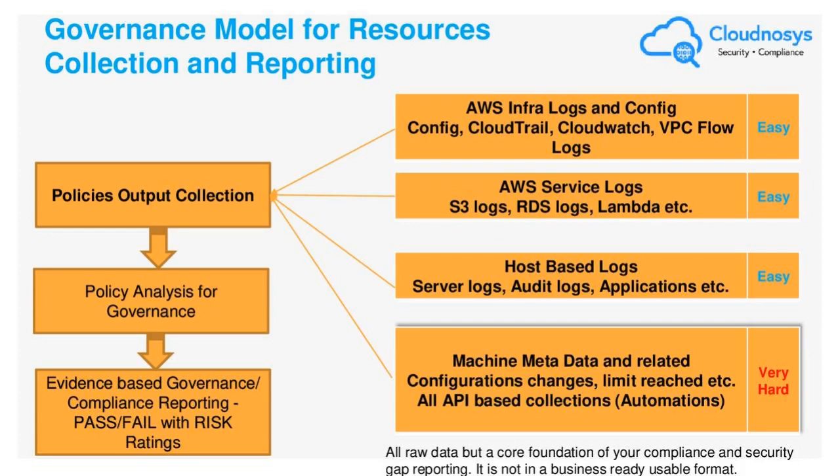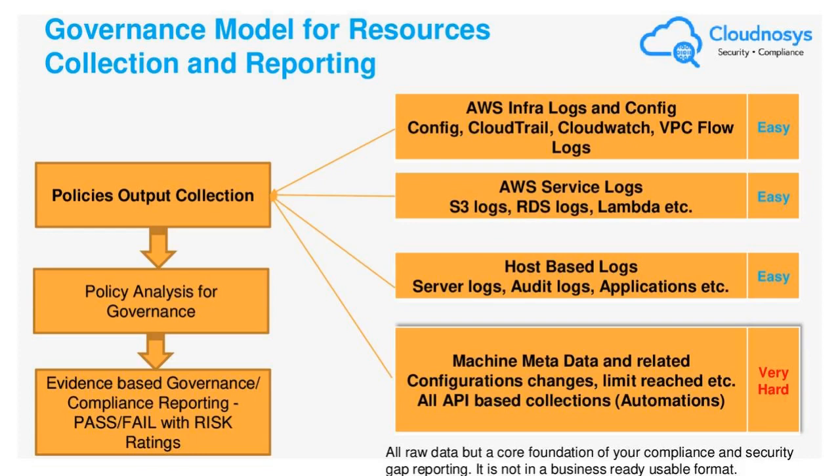So the flow is that you have to, of course, turn on all these things: logs, config, service logs, host-based logs. The hardest one is at the bottom where it says machine metadata and related configuration changes. So all of those are API-based collections. So you have to write those scripts and automations, and that's where you're going to find what's happening with your lifecycle policies of your data, what's happening with the encryption of your data, and so on. All of that goes into policies output collection, and then it goes into policy analysis for governance.